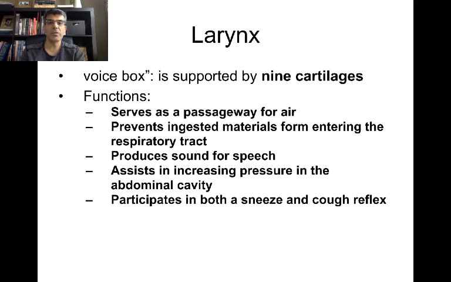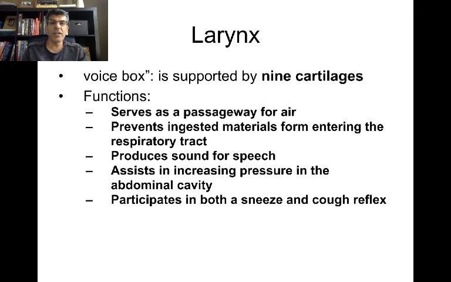Now, that is going to bring us to the larynx. The larynx, or voice box, is composed of 9 cartilages. The function of the larynx is, of course, letting air go through, but also it's going to make sound for speech because it has vocal cords. The larynx doesn't want to allow food to get through. The larynx is going to protect your respiratory tract to make sure food is not going to go through. The larynx can increase the pressure inside the abdominal cavity. I'll show you this one in just a few minutes. And finally, the larynx participates in the sneezing and cough reflex.